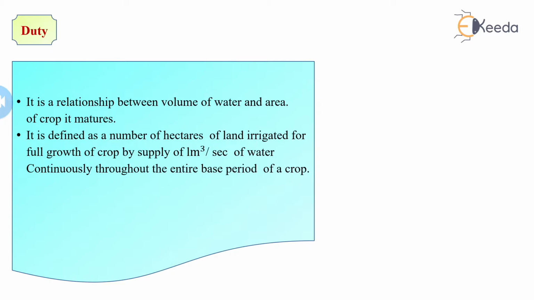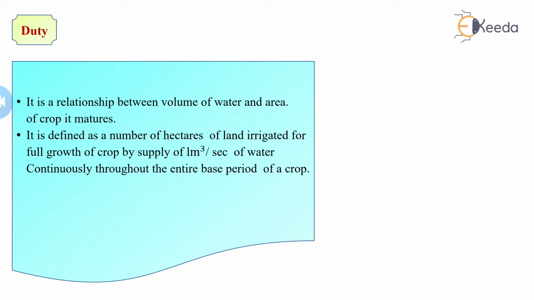Means what? For example, if 3 cubic meters per second of water supply is required for a crop sown in an area of 5,100 hectares, the duty of irrigation water will be 5,100 divided by 3, that is 1,700 hectares per cubic meter per second, and the discharge of 3 cubic meters per second will be required throughout the base period of a crop. So this is how duty will be calculated.